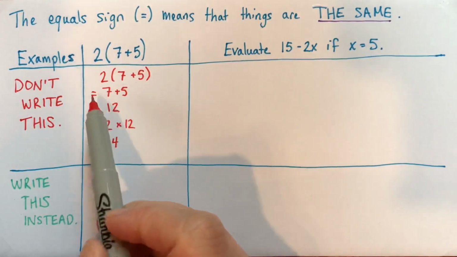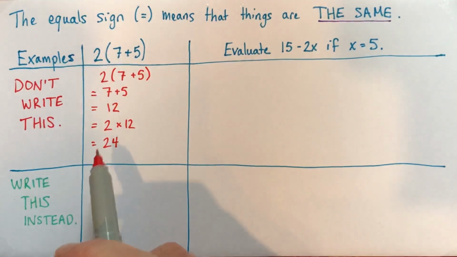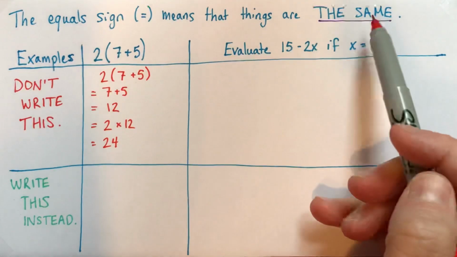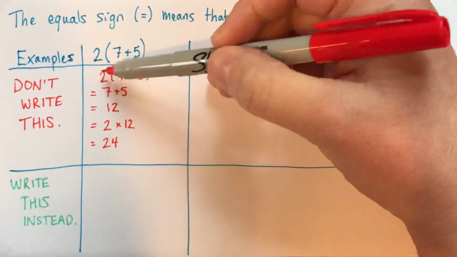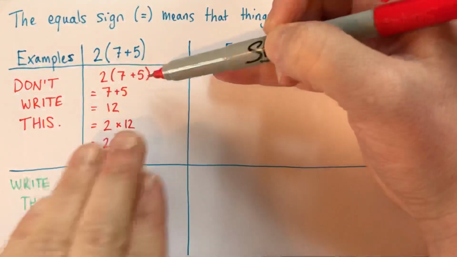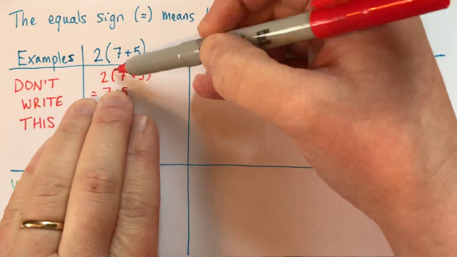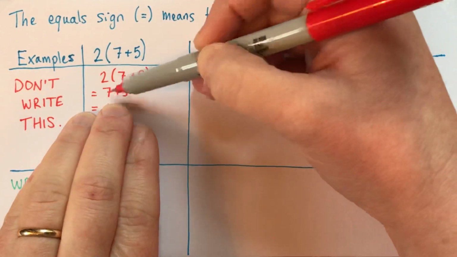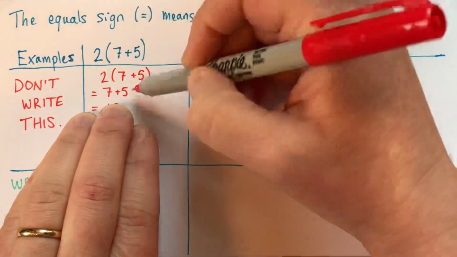So if the equal sign did mean show what's coming next, this would be good. But the problem is that it doesn't mean that. It means that things are the same. So we know that the calculation they did is correct. This expression here is equal to 24. But they've said that 24 is the same as this, which is 12. So this equal sign is a lie, by accident, of course.